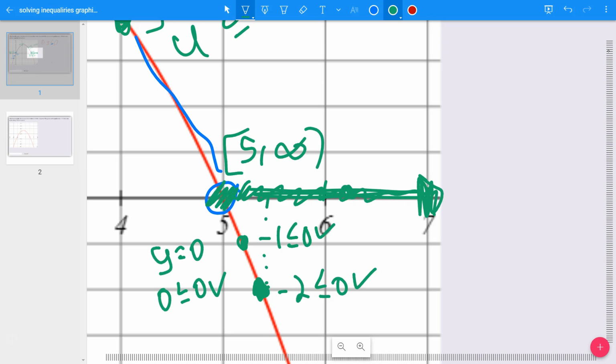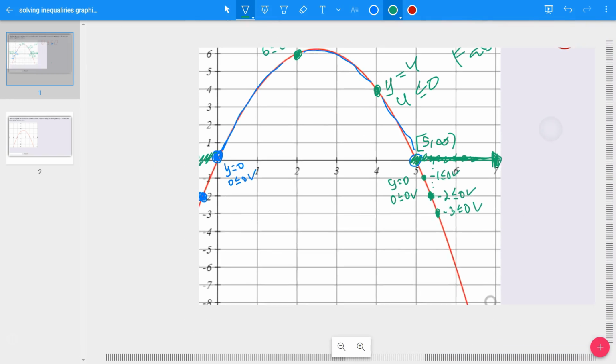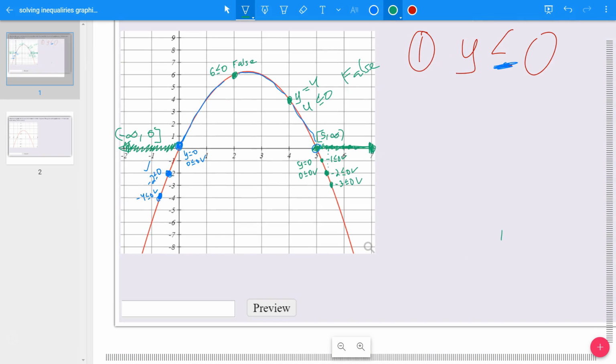If you grab this value of x and you look down to the graph, you're going to have negative 3. Is that less than or equal to 0? That's true, you see? So for any value of x that you choose from the green shaded portion, you look down to the graph, the value of y is less than or equal to 0. So that tells you that this inequality is solved by the following.